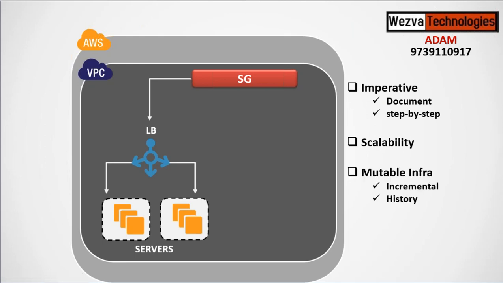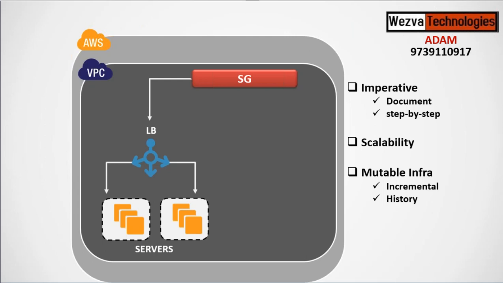Okay. And the next problem is, the infrastructure that you maintain using the imperative method will generally be what we refer to as a mutable infrastructure. These are the technical words you should use when someone asks, what did you do? What problems did you address? So what is the meaning of mutable infra? Think of this.